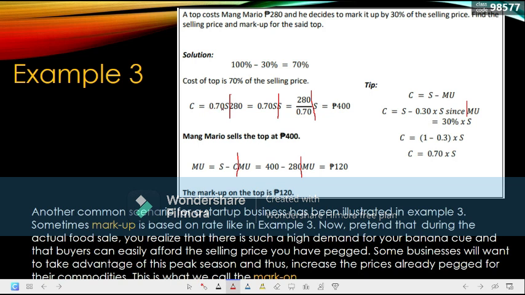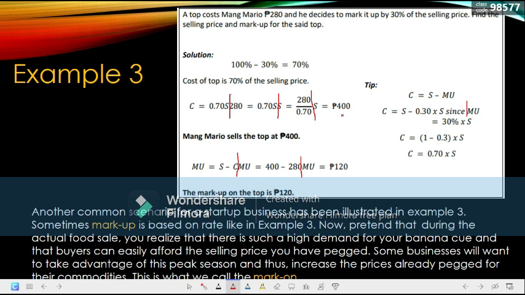And we have here 280, that is our cost price. We just substitute the value of our cost price, 280 is equal to 0.70 S, our selling price. Then divide both sides of the equation by 0.70 to eliminate 0.70 here. So we will retain S. So that's 280 over 0.70. Therefore, the selling price is 400 pesos.